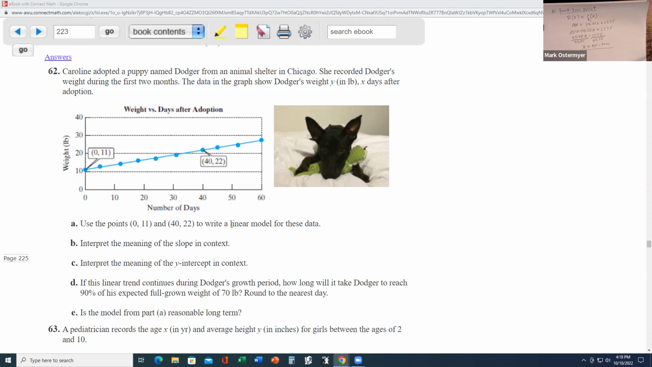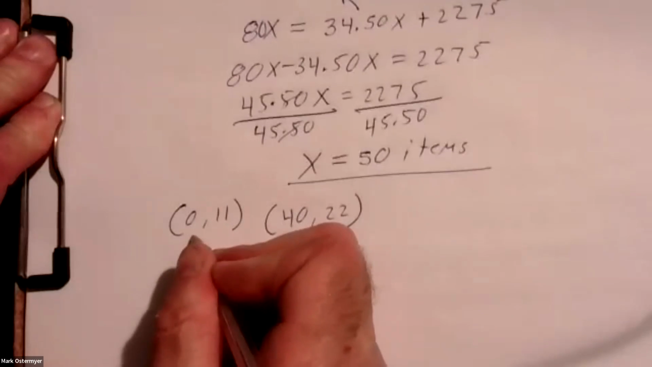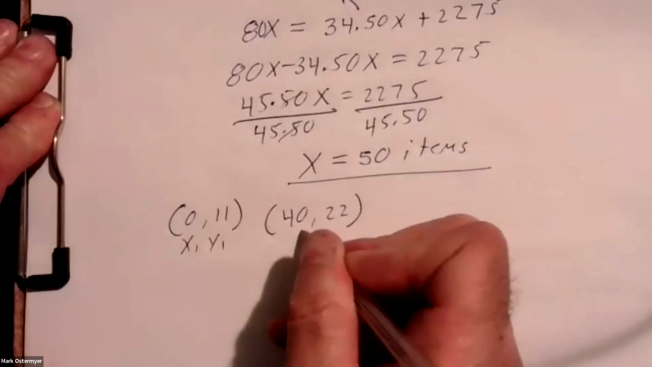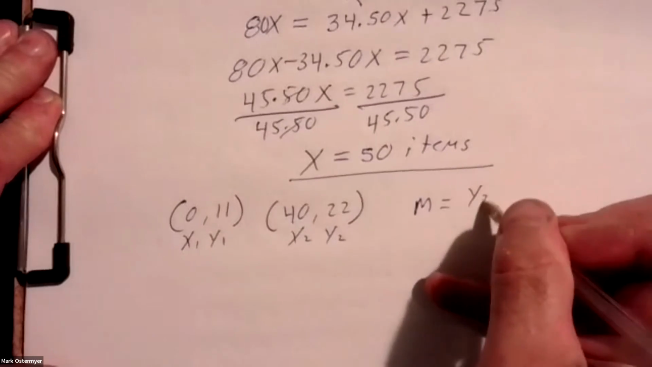Ladies and gentlemen, they want us to use these 2 points to write a linear function that models the weight versus the age of this puppy. So how do we do it? Well, they give us 2 points on this line. They give us 0, 11, and they give us the other point as 40, 22. So how do we write the equation of this line here, given these 2 points? Well, I'll call this my point x1, y1, and designate this as being my second point. We need the slope of this line first.